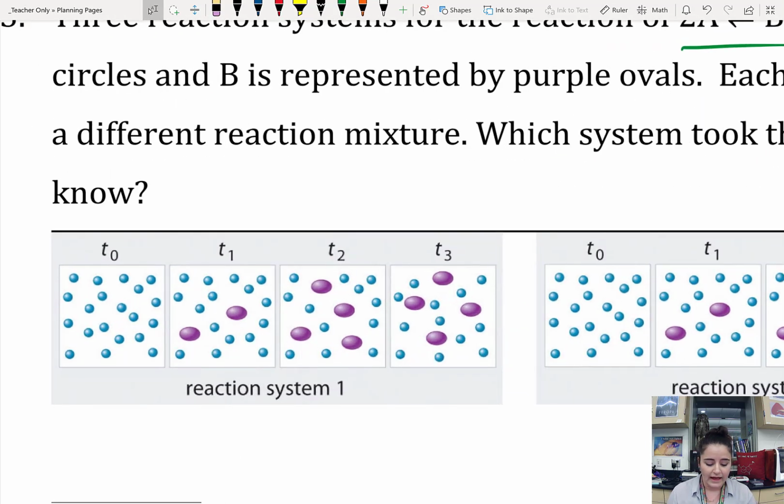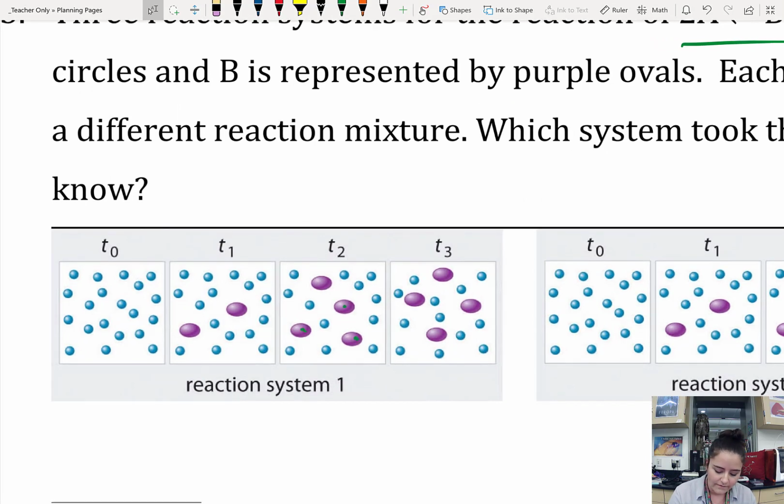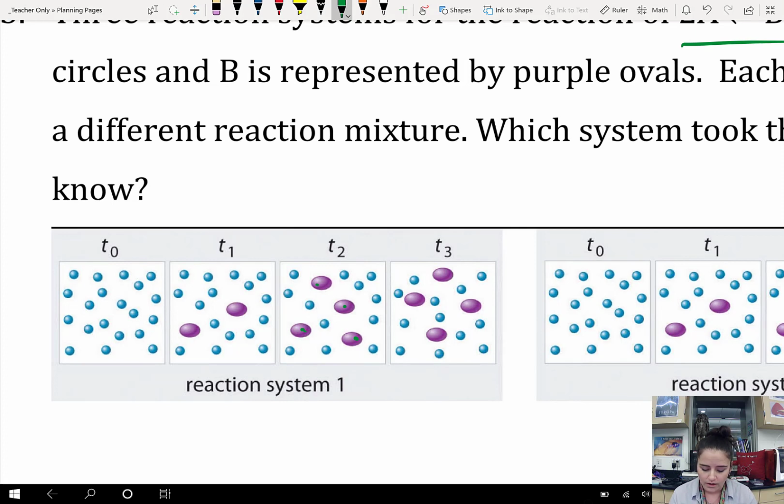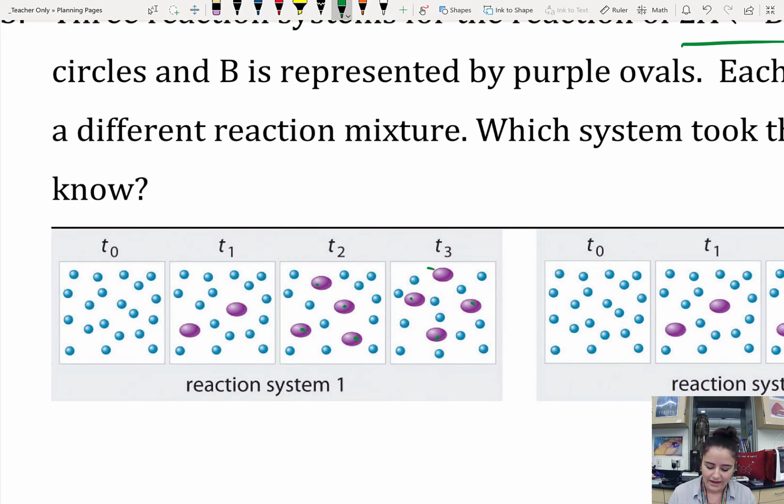Now, if we look at reaction system 1, hopefully you notice that at T2 we have 4 of our B particles, and then at T3, we have 4 of our B particles. That means that equilibrium has been reached because there's no more change in concentration. So right here, I'm going to use a star, meaning equilibrium reached.